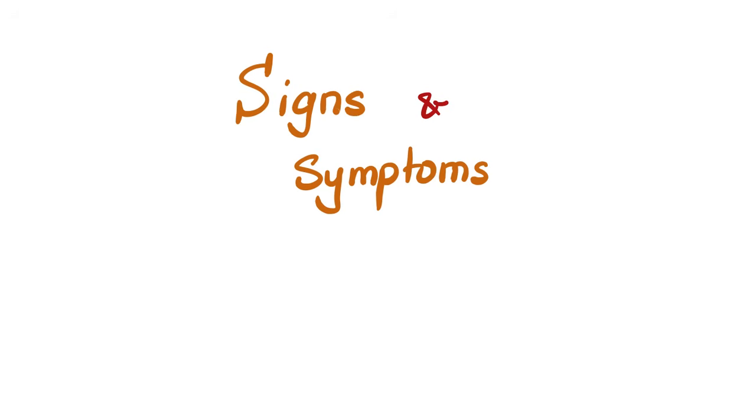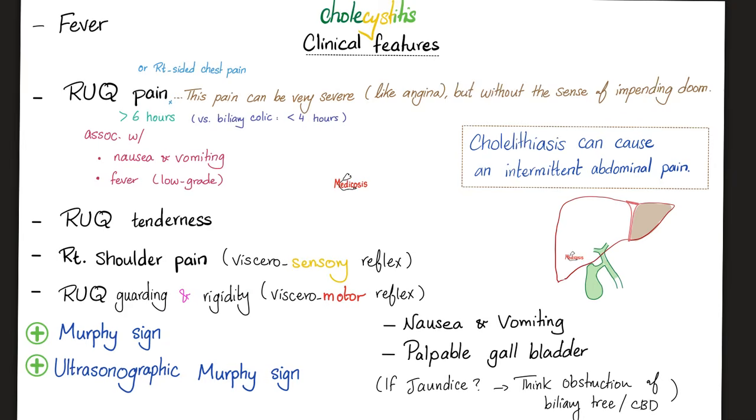Clinical picture of cholecystitis. What's the difference between the word sign and the word symptom? Easy. Sign, I, as a doctor or a nurse, will find it out. But symptom, you, the patient, will tell me what's up. So pain is a symptom. Tenderness is a sign. Fever, right upper quadrant pain, or right-sided chest pain, or in some cases a right lower quadrant pain if it's a low-lying gallbladder.